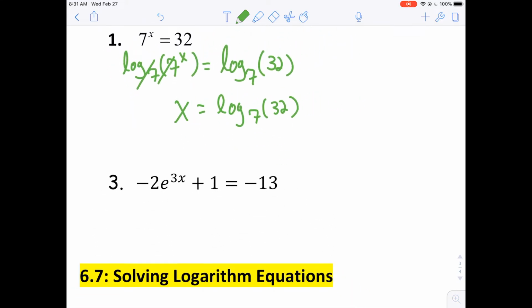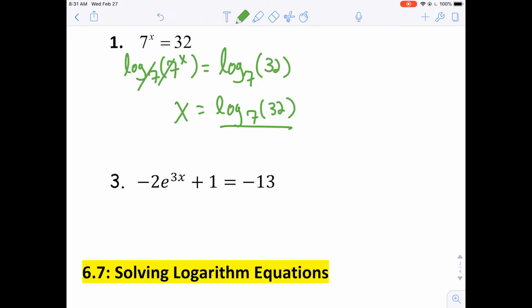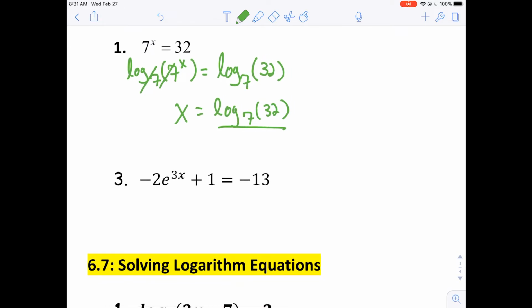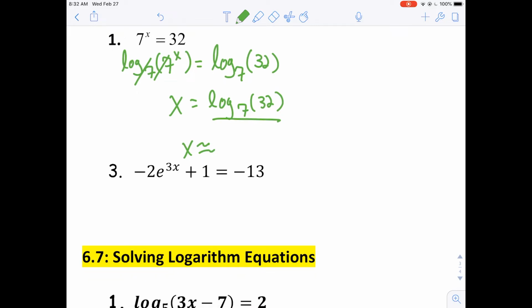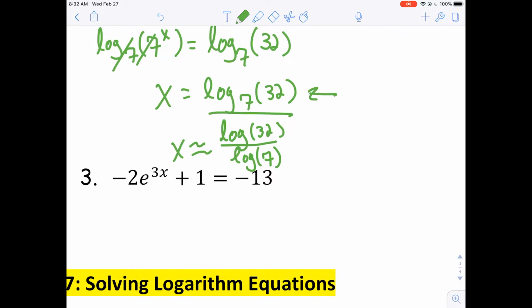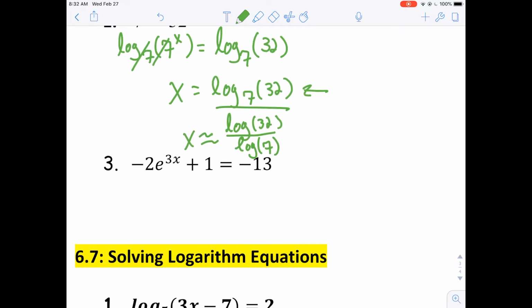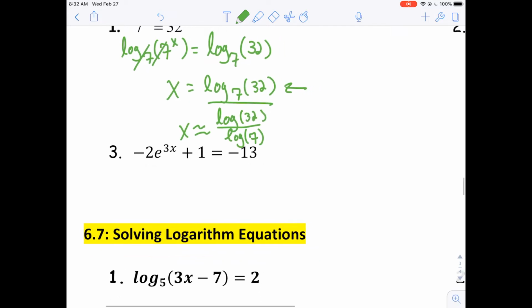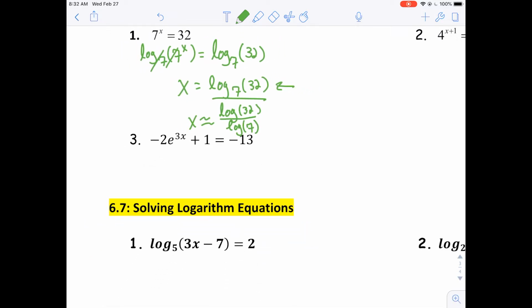Okay, so that would be considered the exact answer, but I always want you to go and give me the approximation values. So to do that on your calculator, it'd be log of 32 divided by log of 7. Someone yesterday told me that you can actually type this into your calculator. So if you have figured out that function, feel free to do that. I'm okay with that. Round decimals to 3 spots.